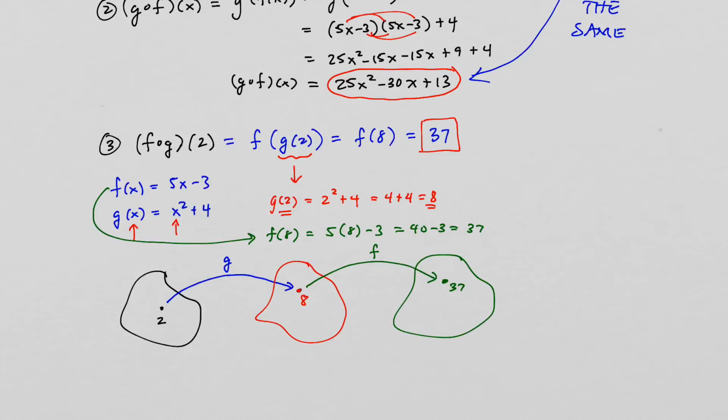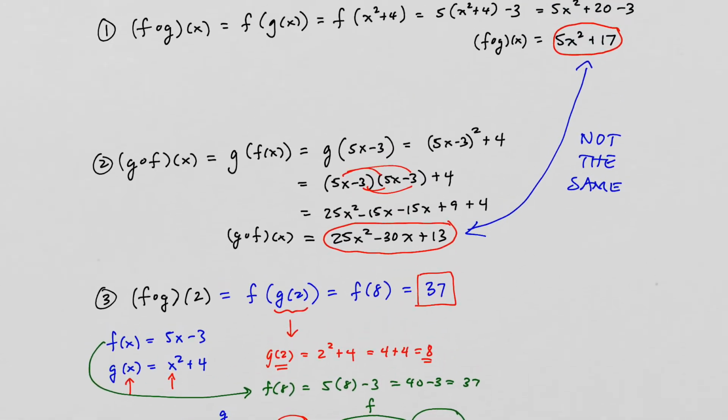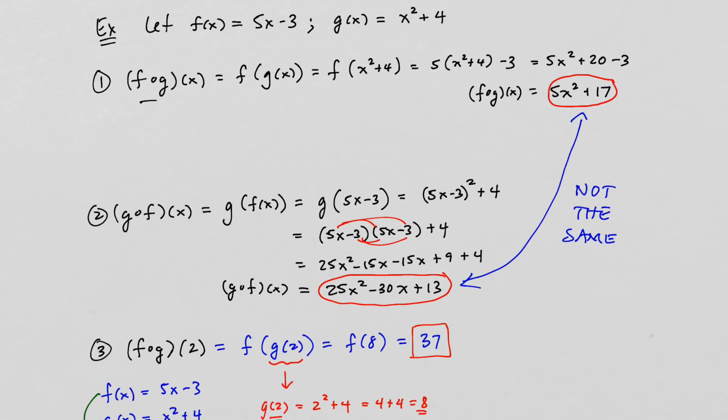All right, now there's a shortcut to doing this. There is a function that will take the number 2 straight to the number 37. And this function is the function f of g. And we know what that function f of g is because we figured it out up here, right? Here's f of g. It's right there. It's 5x squared plus 17. So let's bring that down.